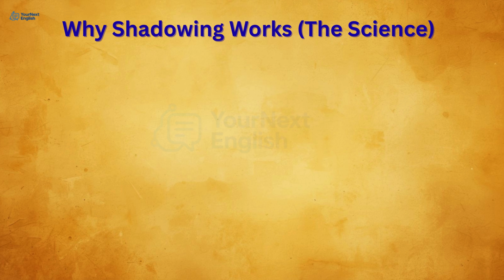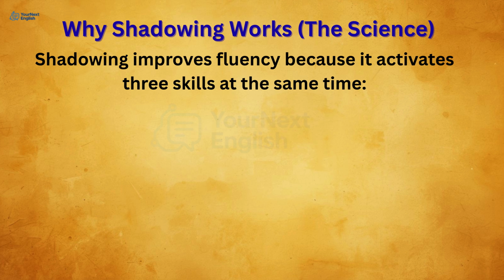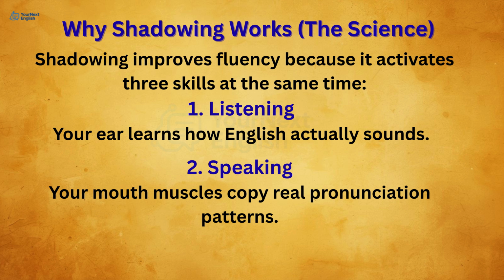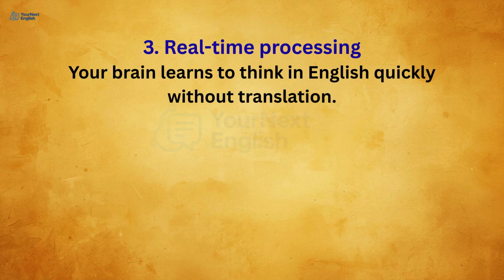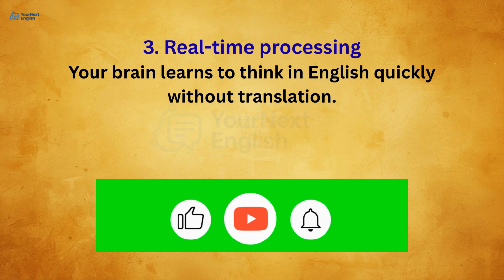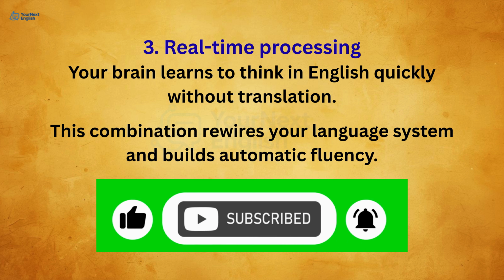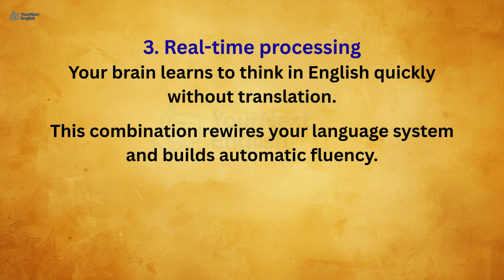Why shadowing works. The science. Shadowing improves fluency because it activates 3 skills at the same time. 1. Listening. Your ear learns how English actually sounds. 2. Speaking. Your mouth muscles copy real pronunciation patterns. 3. Real-time processing. Your brain learns to think in English quickly without translation. This combination rewires your language system and builds automatic fluency.